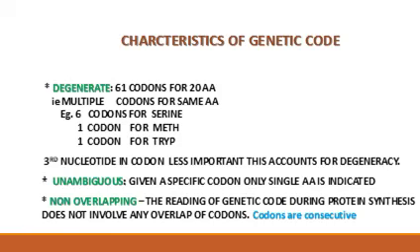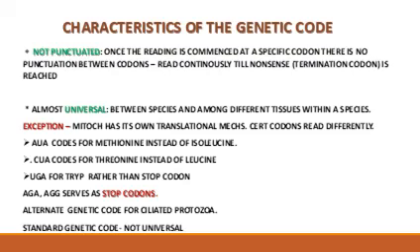It is unambiguous. That means if you are given a specific codon, only a single amino acid is indicated. It is non-overlapping. The reading of the genetic code during protein synthesis does not involve any overlap of codons. The codons are consecutive. Next, it is not punctuated. Once the reading is commenced at a specific codon, there is no comma or full stop. It is read continuously till the nonsense codon or termination codon is reached.